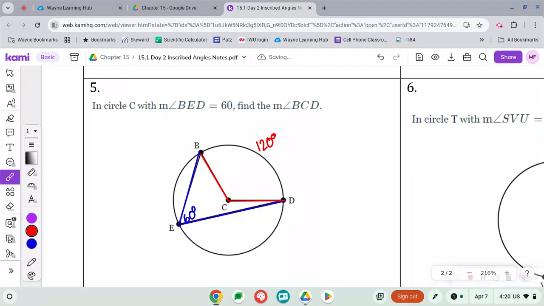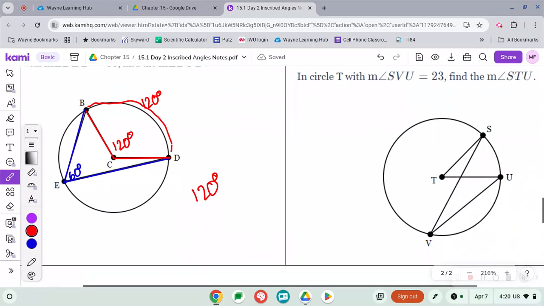And once I know that arc, so that's from B over to D, I also know the central angle because they will be the same. So I will get 120 degrees. So let's try one more like that.